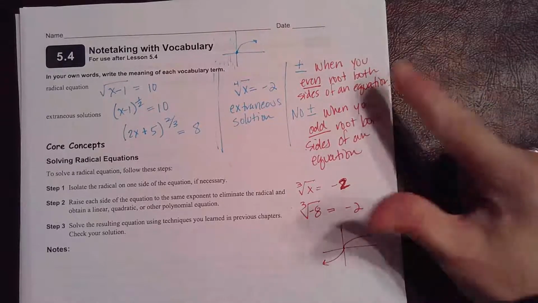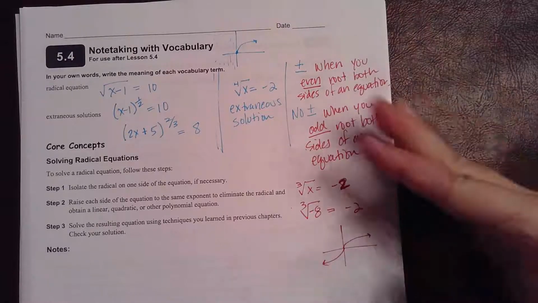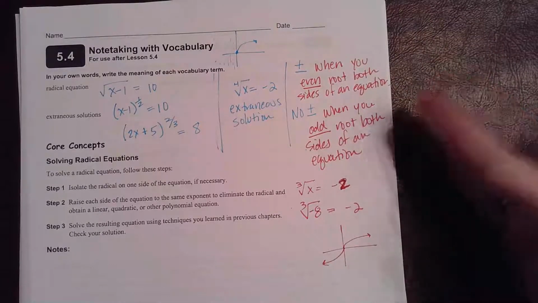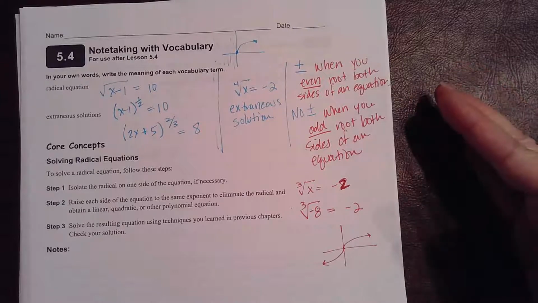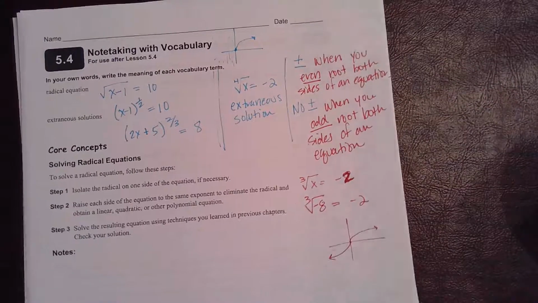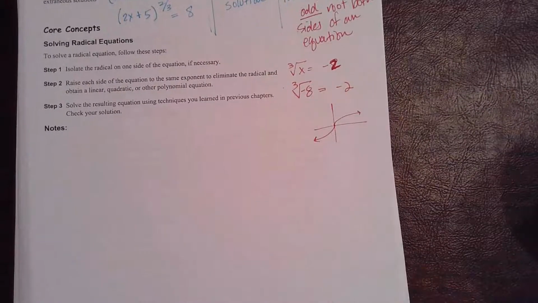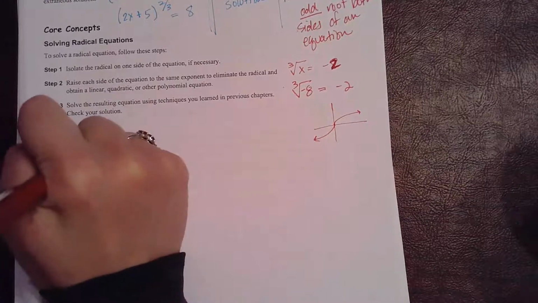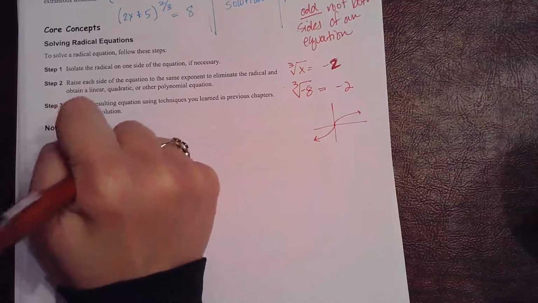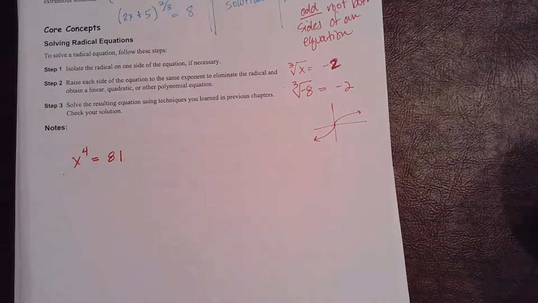All right. So what I want to make sure of is that anytime we even root both sides of an equation, you're going to have two possible answers. Anytime you odd root, you wouldn't. So let me go over two quick examples and I'll show you what that means. This is an example of x to the 4th equals 81, so it's a polynomial.